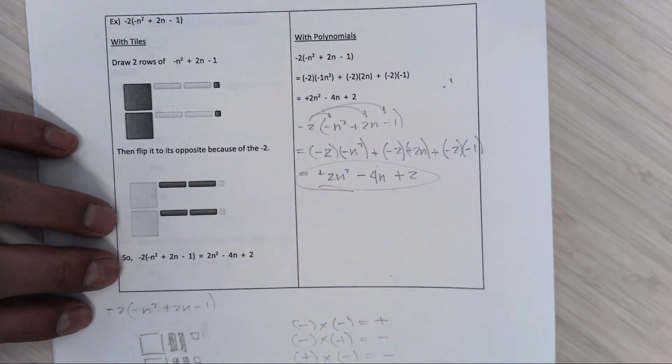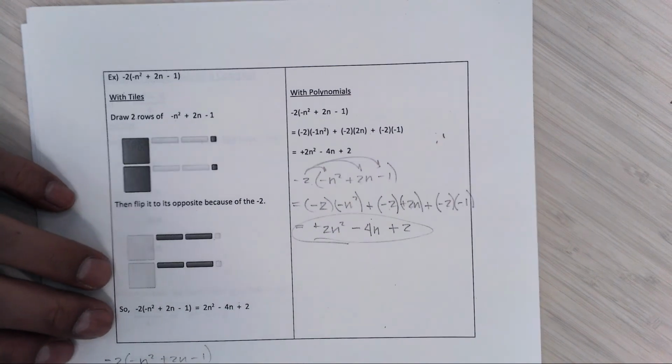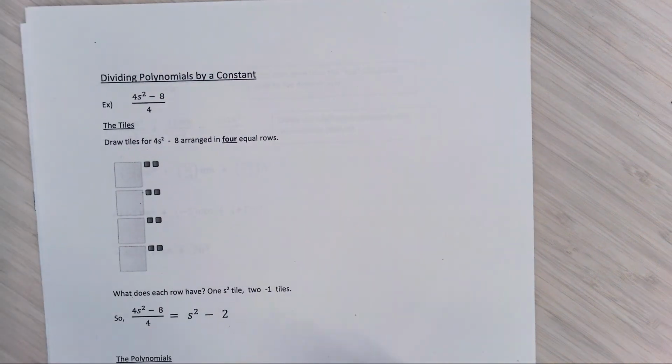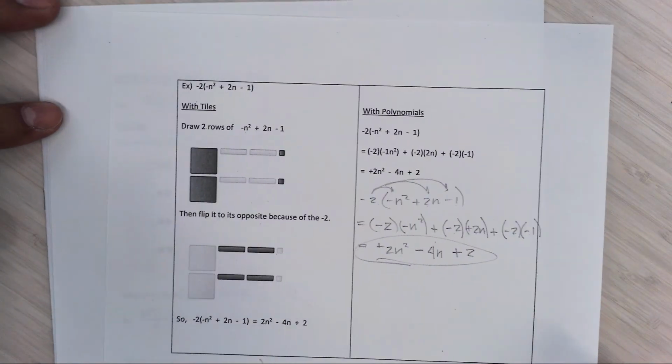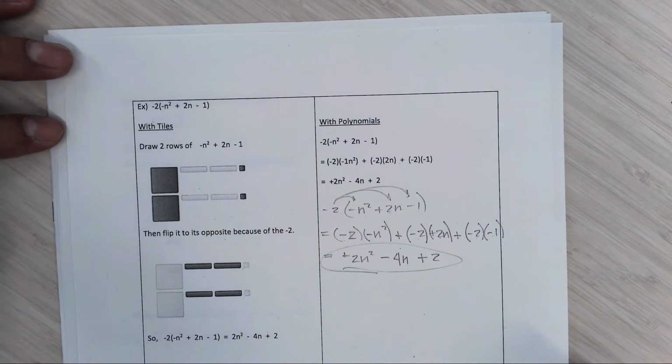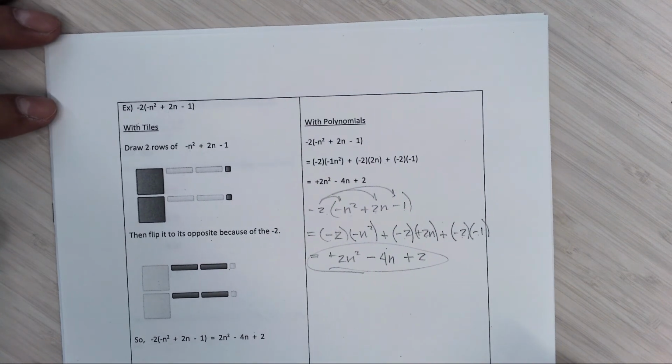Okay, so I hope that helps with the tiles and the polynomials, multiplying. I guess that's it for those examples of multiplying polynomials with a constant for now.